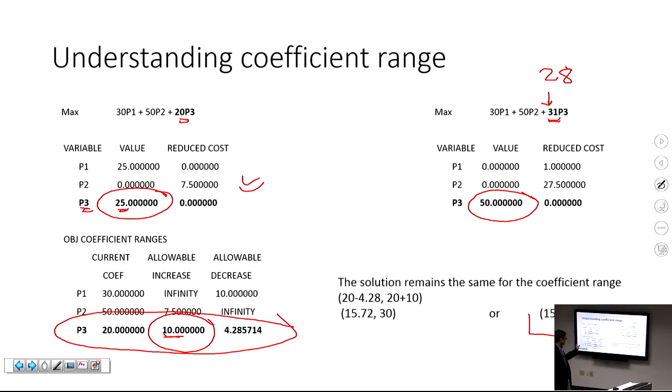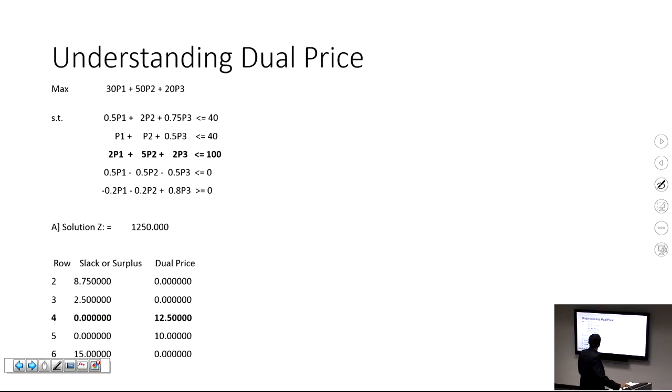If they pay you any less than 15.72, you will make fewer of P3. And if they pay you more than 30, then you will make more P3. Right? So you will make fewer P3 here, and you will make more P3 on that side. Okay? All right, so that's about the objective coefficient range. Let's talk about the dual price.